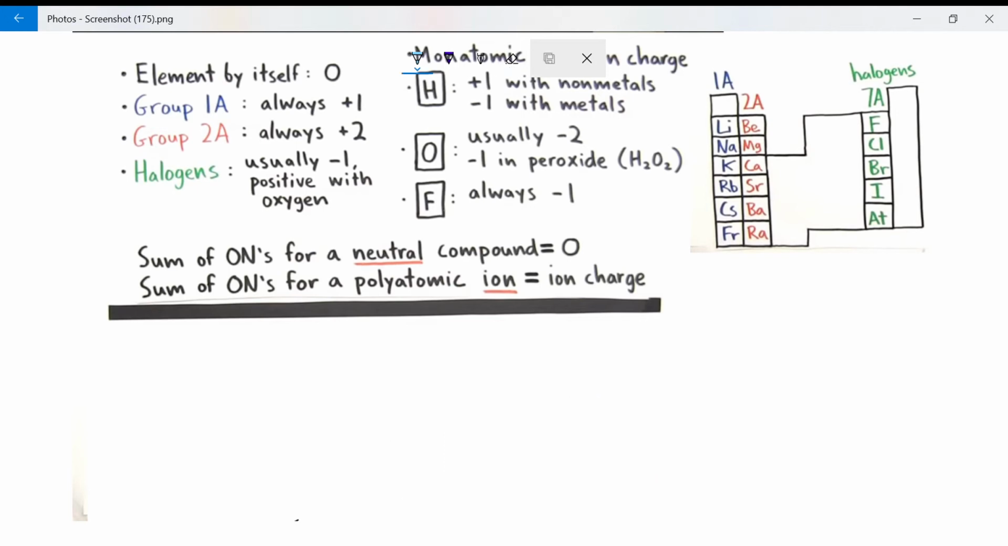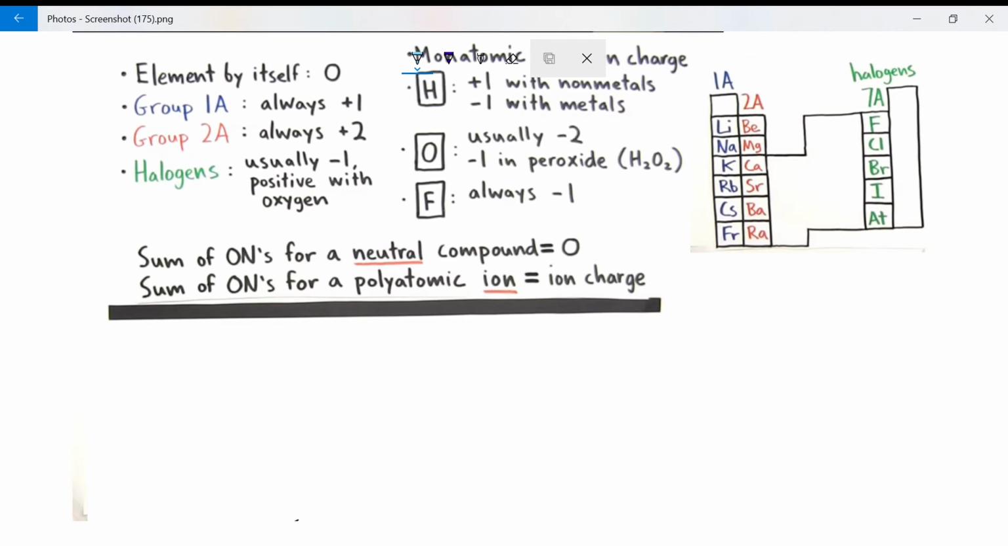So let's go with the next example, Mg2+. This one also is an element by itself, which is 0, but it does have an ionic charge, so it is +2.